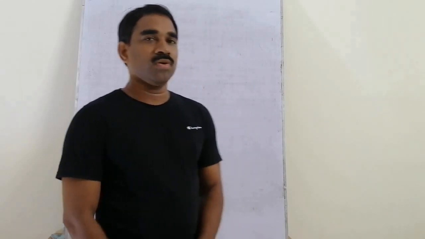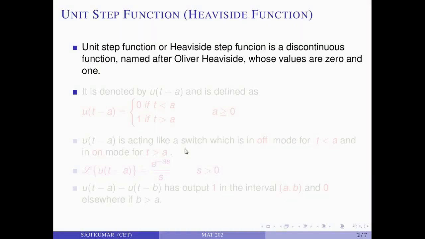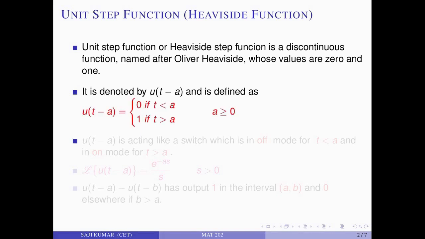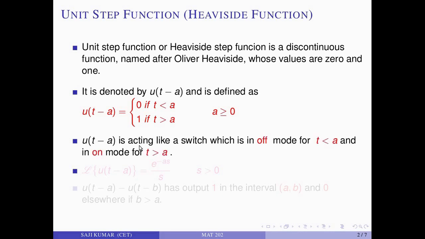Here are some main points about the unit step function. The unit step function or Heaviside function is a discontinuous function named after Oliver Heaviside, whose values are 0 and 1. It is denoted by u(t minus a) and is defined as u(t minus a) equal to 0 if t less than a, 1 if t greater than a, for all a greater than or equal to 0. u(t minus a) acts like a switch, which is in off mode for t less than a and in on mode for t greater than a.